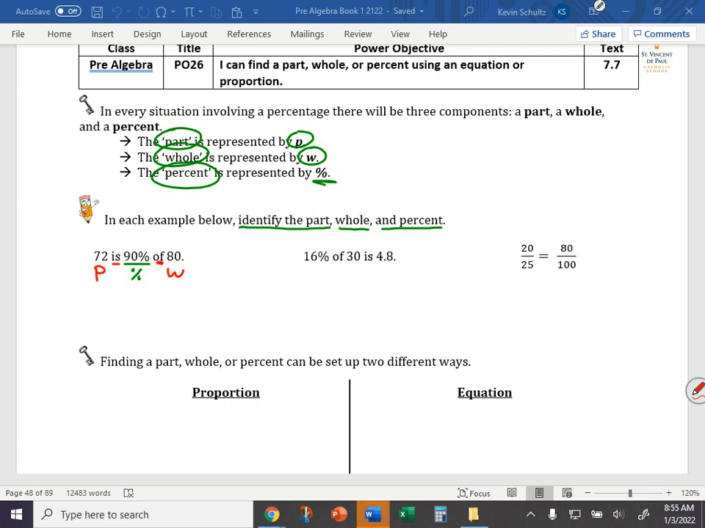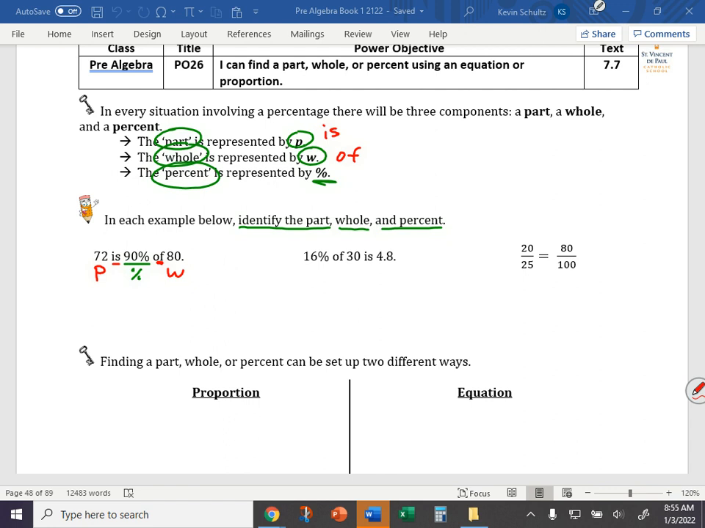72 is a part of 80, right? And the part that it is 90%. So to find that whole, you're looking for the word of. To find the part, you're looking for the word is. It's not foolproof, because sometimes the English language can get funky in the order of words, but generally, that's what you can look for. So the number before is is the part, and the number after of is the whole.